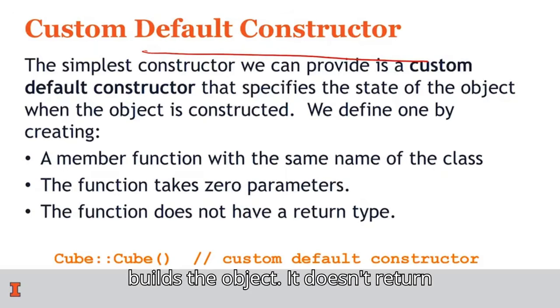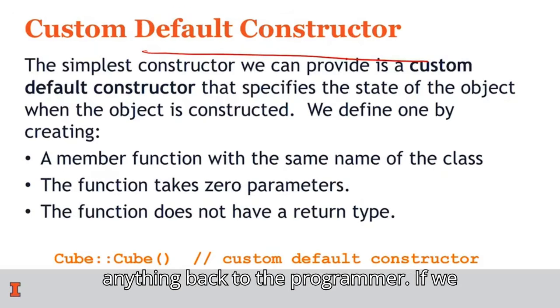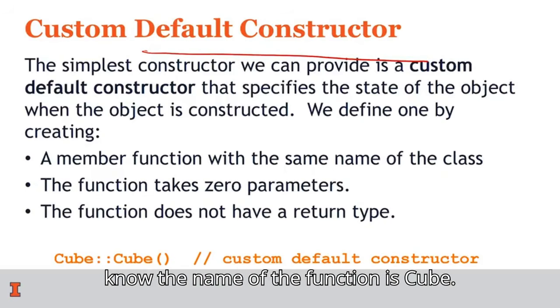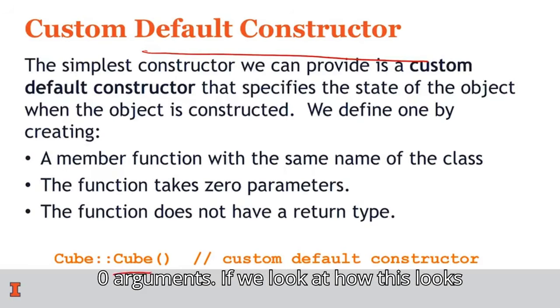So the constructor builds the object. It doesn't return anything back to the programmer. If we look at the name of this function, we know the name of the function is cube. It's part of the cube class, and it takes 0 arguments.